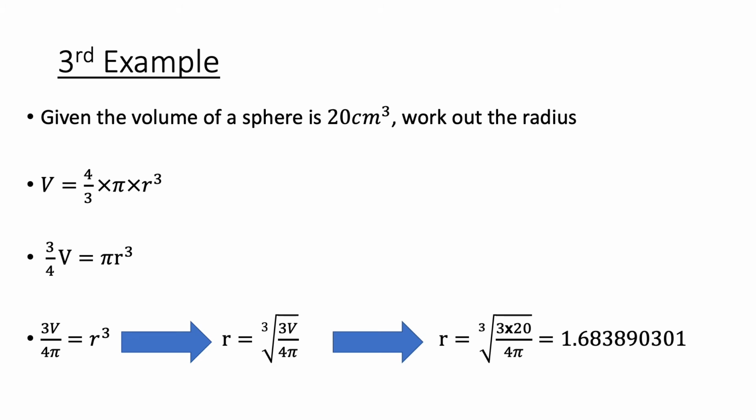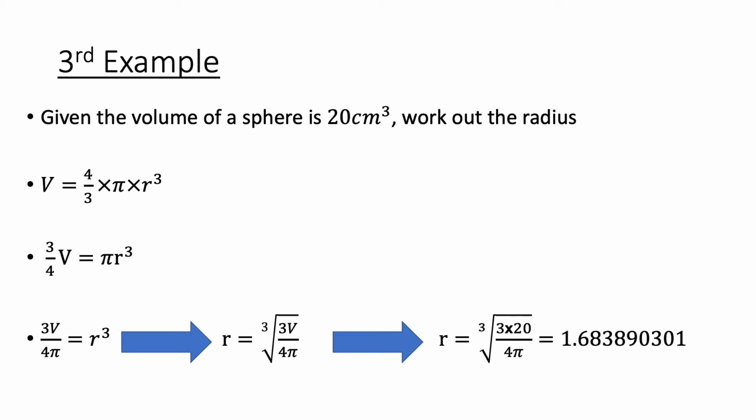Right guys, example 3. Given that the volume of the sphere is 20 centimeters cubed, work out the radius. This time we are given the volume and we are asked to work out the radius. There is a bit of rearranging formulas for this part. I want to get r on its own. Step 1, I've divided both sides by 4/3. That's the same as multiplying by 3/4. When you divide by a fraction, it's the same as multiplying by its reciprocal.